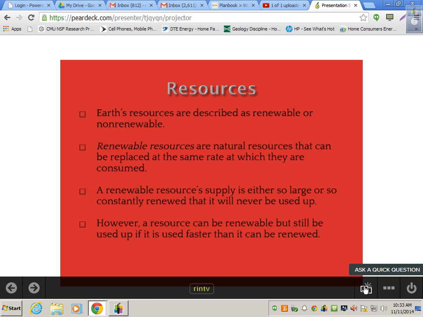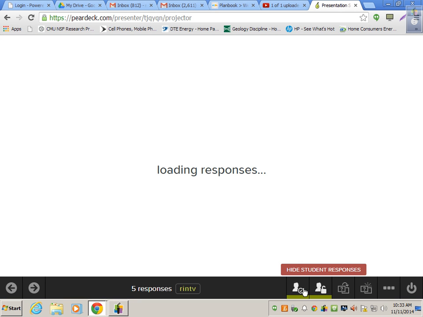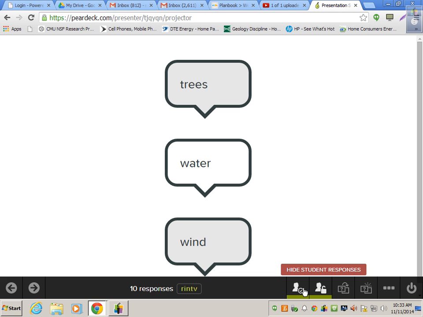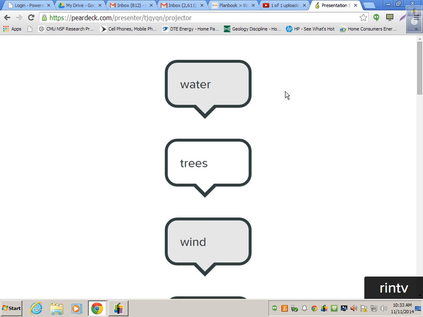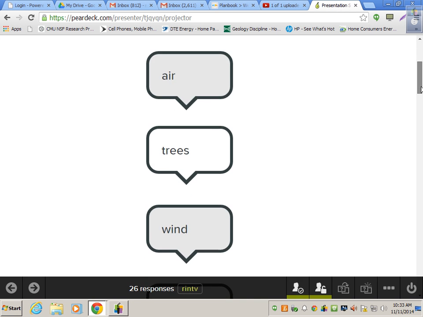I would like you to give me an example of a renewable resource. A renewable resource. Trees. Depends on how you use the trees, right? We'll talk about that. Wind, water, air. You mean wind, kind of? Okay.